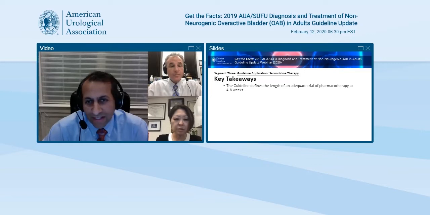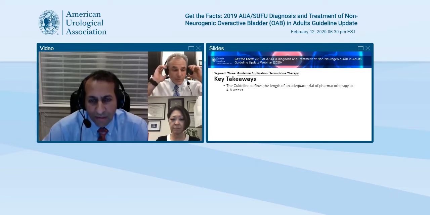So the original guideline, we didn't get so descriptive to say what the appropriate use of an adequate pharmacotherapy trial was, but in the second version of the guideline, we felt that somewhere between 4 and 8 weeks was perhaps the best way to look at a patient.